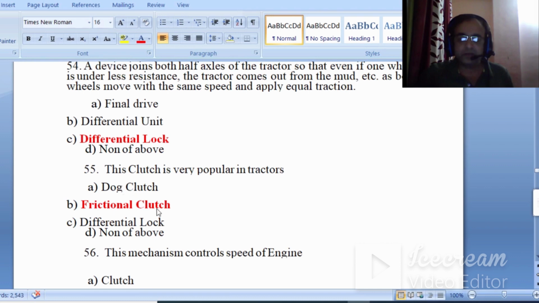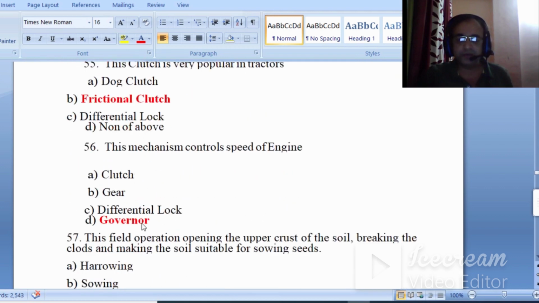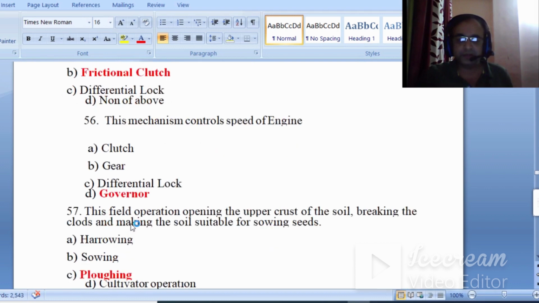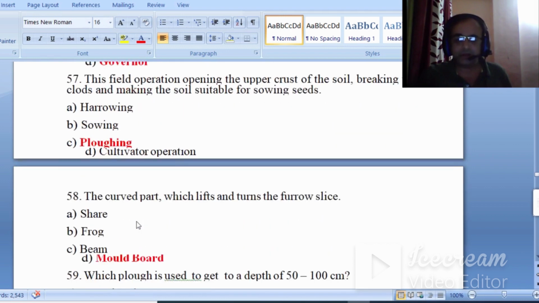Then there is also one another type of question which is missing here, but you should know that this type of clutch is very popular in tractors. So the frictional clutch is very useful in tractors. Then this mechanism controls the speed of engine. The governor controls actually the speed of engine. Then this field operation, opening the upper crust of the soil, breaking the clods, making the soil suitable for sowing seeds, is known as a plowing operation.